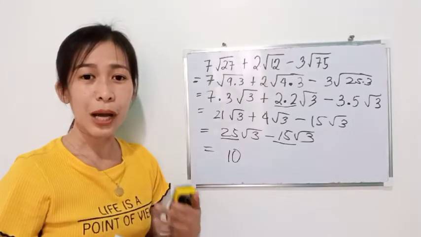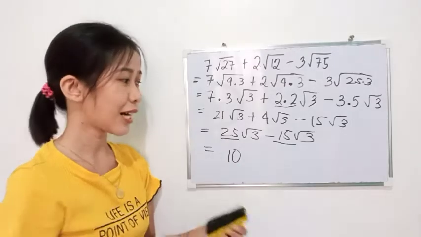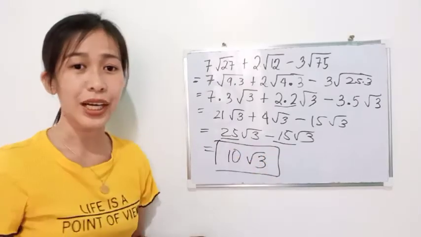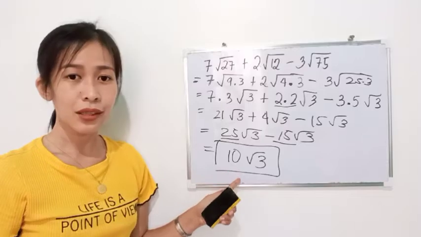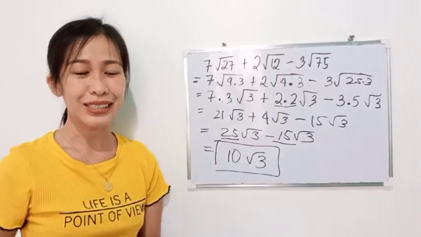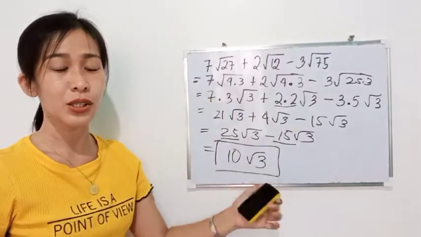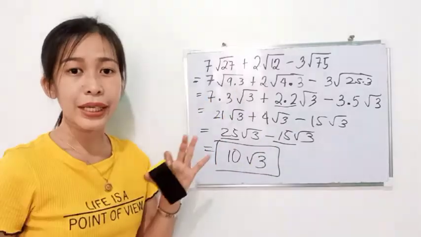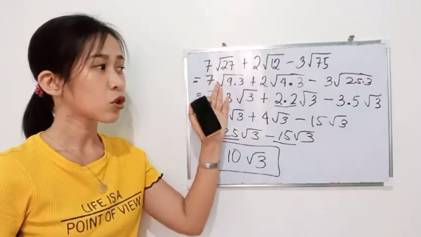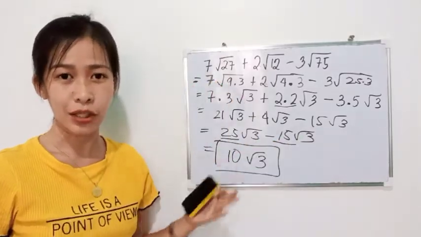We are just going to copy the common radicals, right? So, copy lang si square root of 3. And that is the final answer. We have 10 square root of 3. Diba? Napaka-simple lang. If you have dissimilar radicals, just make them similar by getting their factors. But syempre, dapat related pa rin sila with each other.